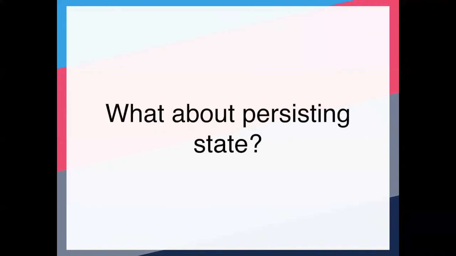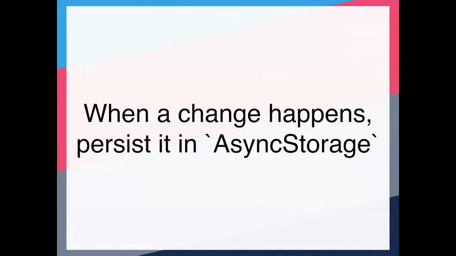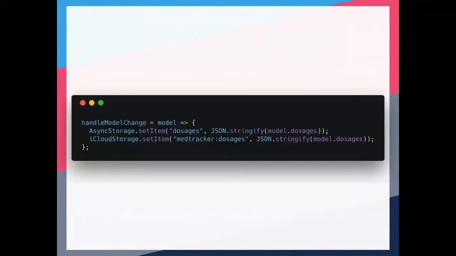So that's great. That's all awesome. But when I quit the app, all of the stuff is lost. So what about persisting that state to something that will live longer than in memory? If you remember back to the state provider that I had, I have an onChange method here that's just handle model state change, or handle model change. And when a change happens, it's going to persist that into async storage. For this app, it's really simple.